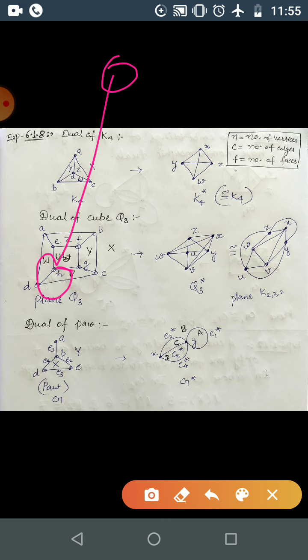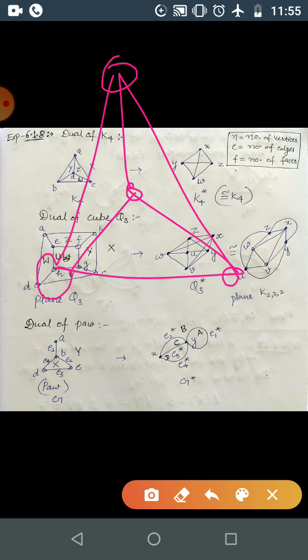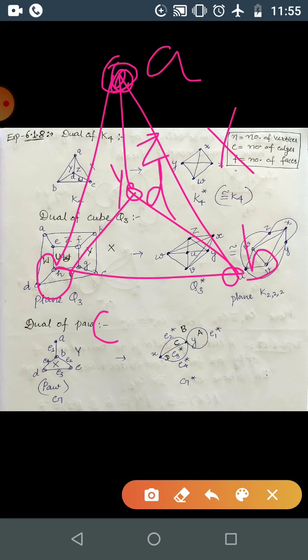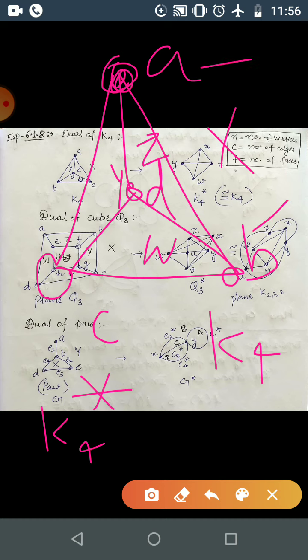If I draw it larger, then this is the planar K4, correct. So here we have 4 vertices A, B, C, D, correct. And how many regions or how many faces? Faces are X, Y, Z and W. So W, X, Y, Z, these are the regions. How many edges? Here 6 edges. So this was K4. So K4 dual will have 6 edges, and corresponding to vertices there will be faces. So number of faces will be 4.